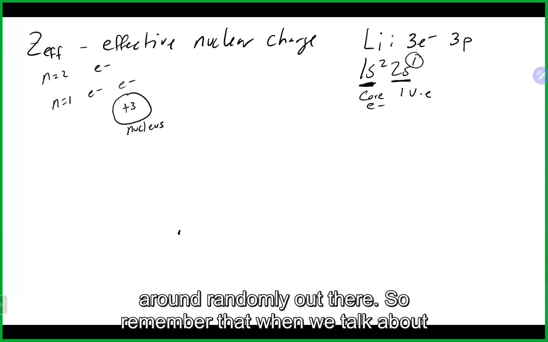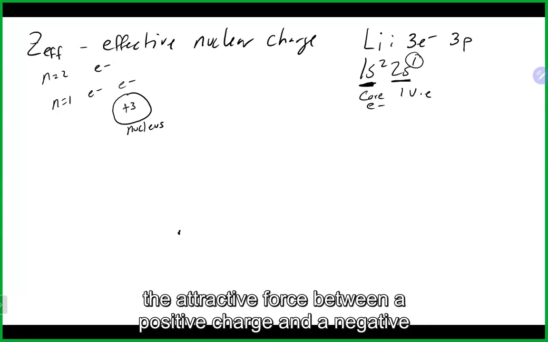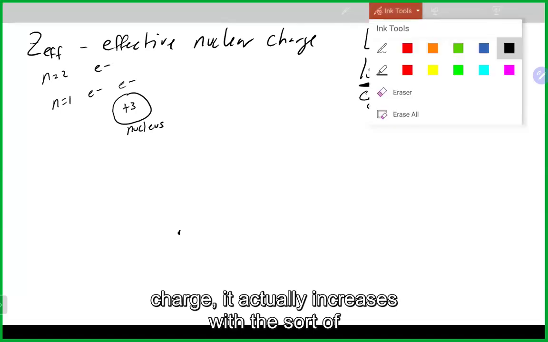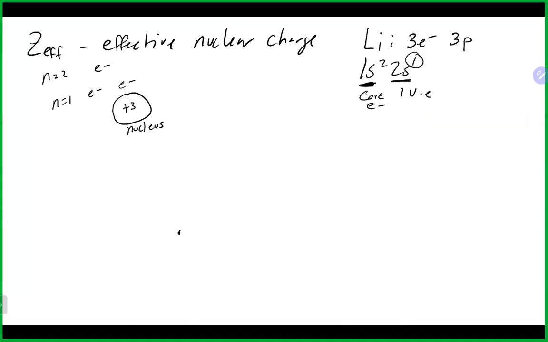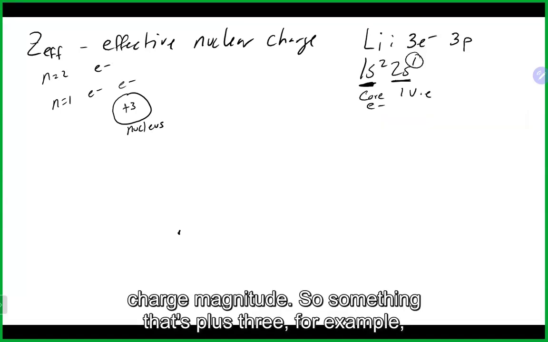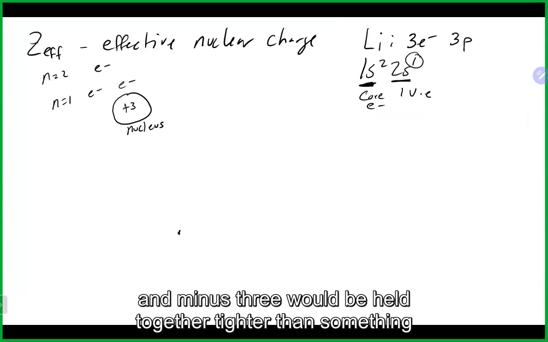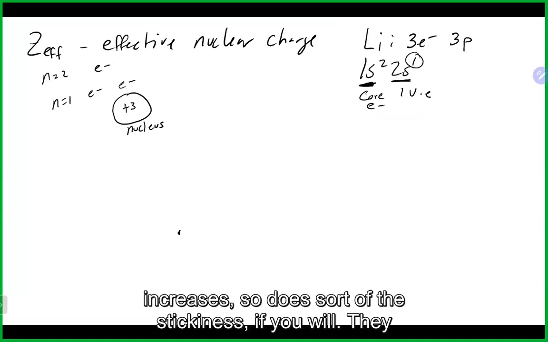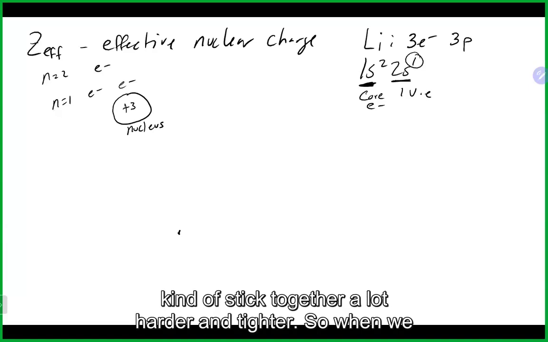So remember that when we talk about the attractive force between a positive charge and a negative charge, it actually increases with the charge magnitude. So something that's +3 and -3 would be held together tighter than something that's +1 and -1. So as the charges increase, so does the stickiness of it. They stick together a lot harder and tighter.